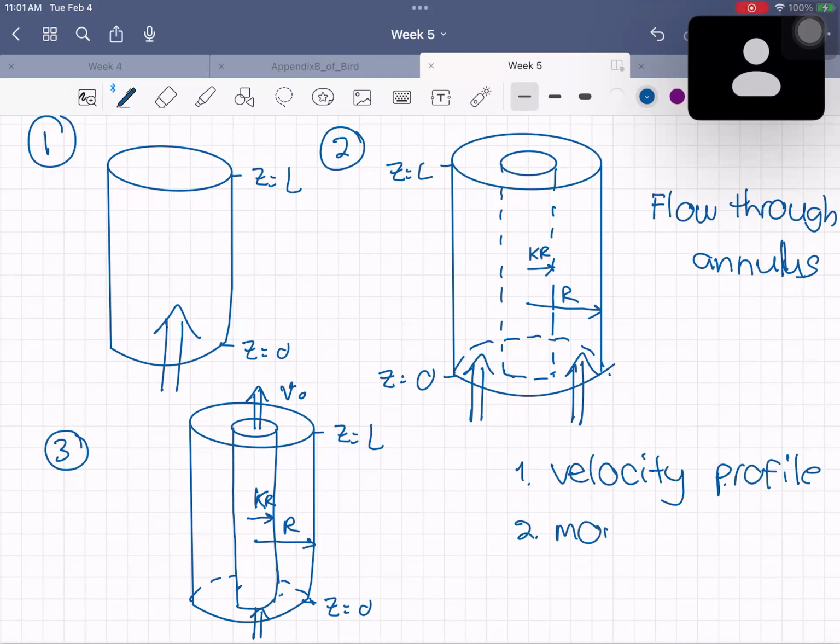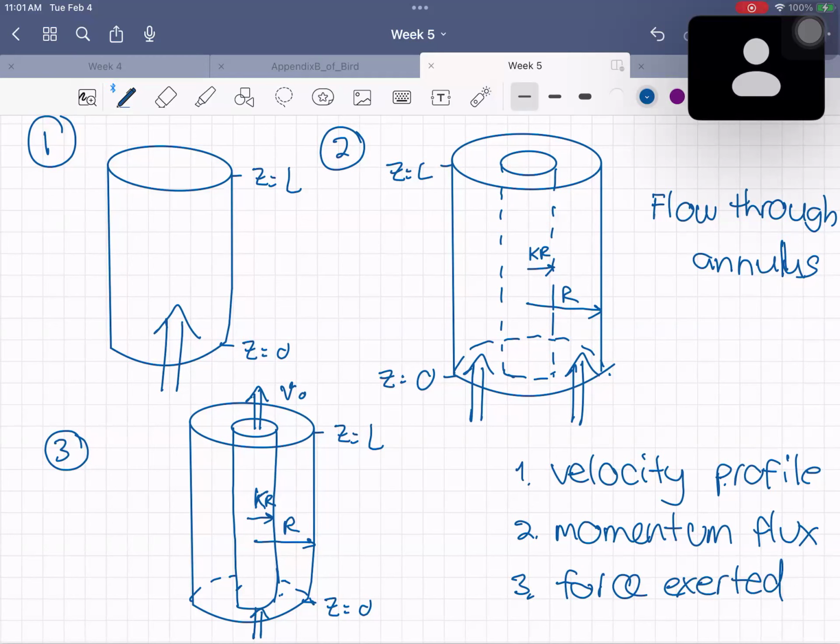So what you need to find is: one, velocity profile. Two, momentum flux. Three, force exerted on the fluid by the wall. All right, three problems for homework 2.